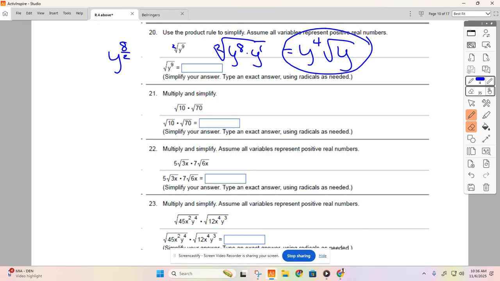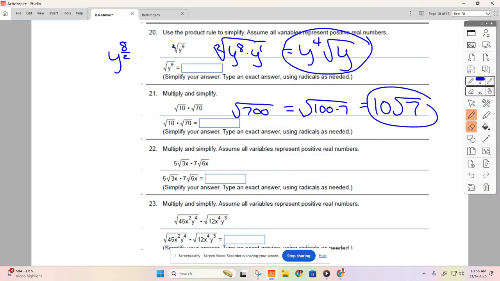This is getting easy. The more you practice it, the easier it gets. All right, square root of 10 times the square root of 70. I'm going to multiply those first, which gives me 700. Now I want to see if I can simplify it. I'm going to separate it into 100 times 7. The square root of 100 is 10, and I still have the 7 under the radical.